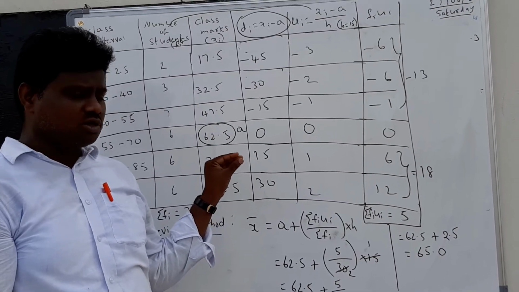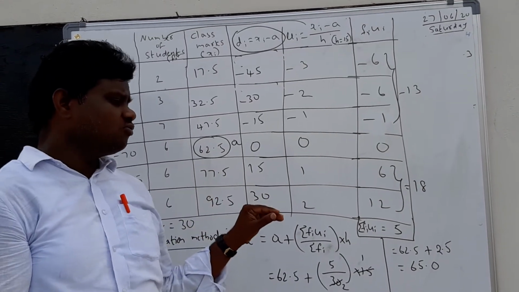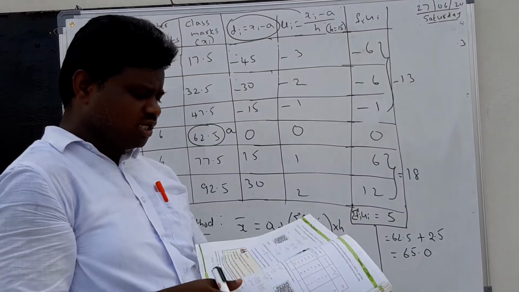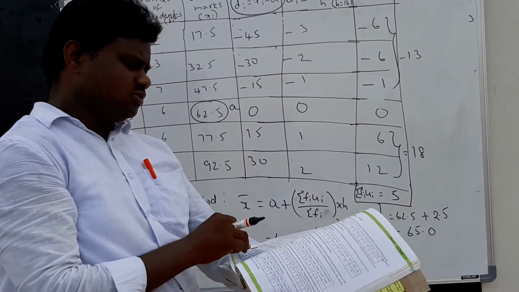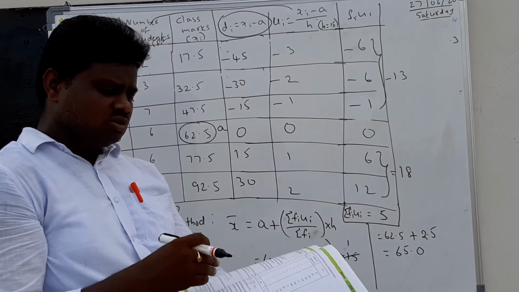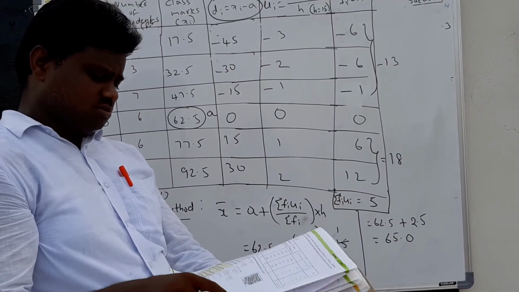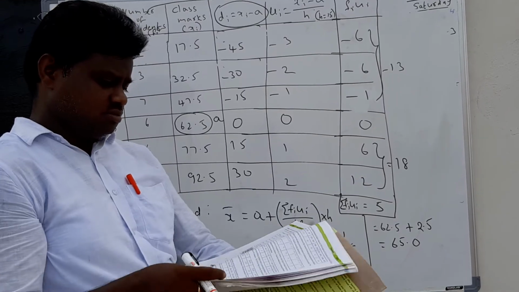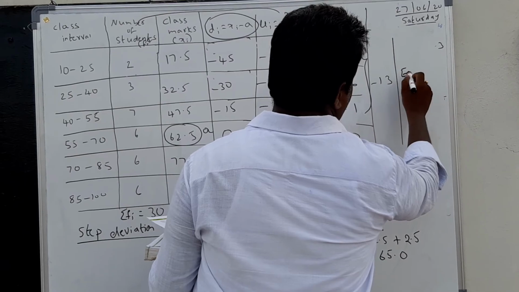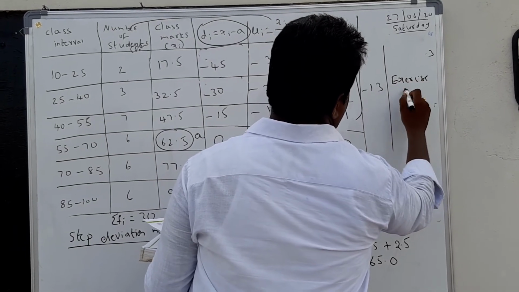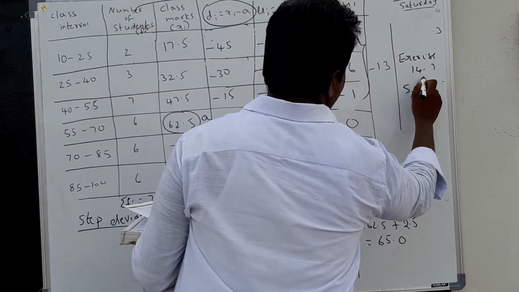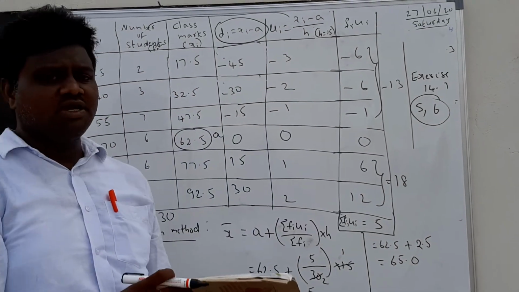I am giving homework for you now from exercise 14.1. You have already done questions 1, 2, 3, 4. The remaining sums in 14.1 you have to practice. Today's homework is exercise 14.1, questions 5 and 6. We can do them using the step deviation method.